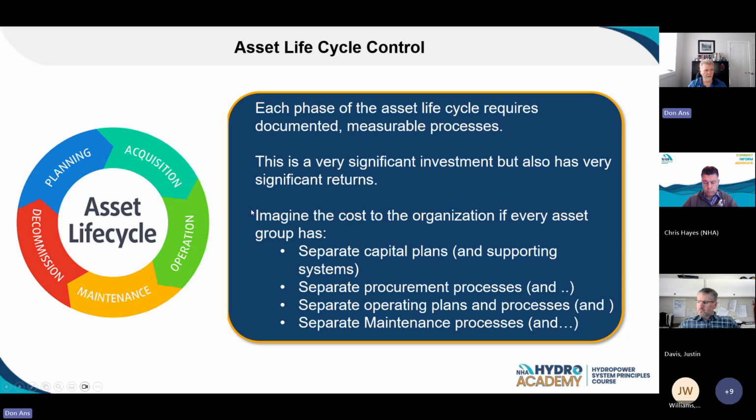And so you can imagine some of my negatives here. If every group has separate capital plans and supporting systems, they have separate procurement processes, separate operating plans and processes, and you can see I've got "and" in brackets because every one of these has a separate system. It just doesn't make sense to have all of these different groups having their separate systems and separate processes. Way too much overhead.